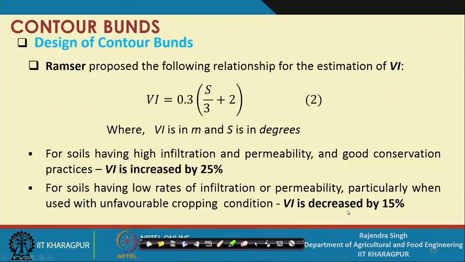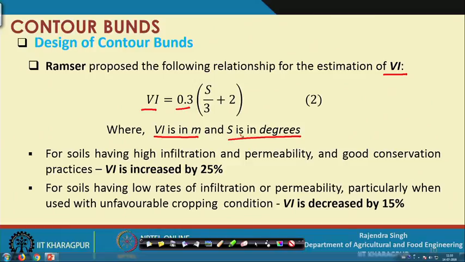As I said, there are alternatives available. One of the formulae, given by Ramser, is also used for estimating VI, and in this case VI is given as 0.3 times (S by 3 plus 2). There it was in terms of A and B, here there are fixed values already given, but the change is that VI is in meters and S is in degrees. So, you have to remember VI is in meters, S in degrees.